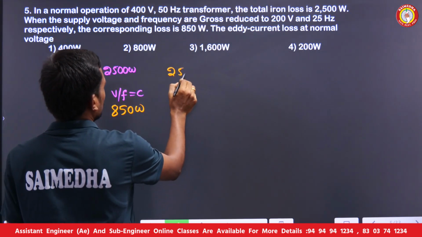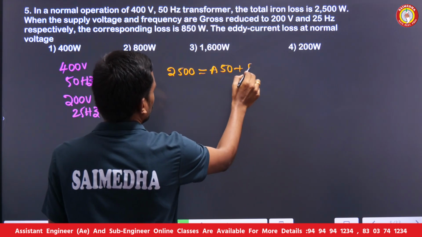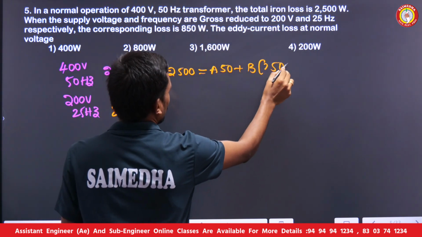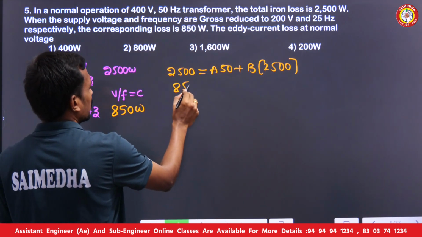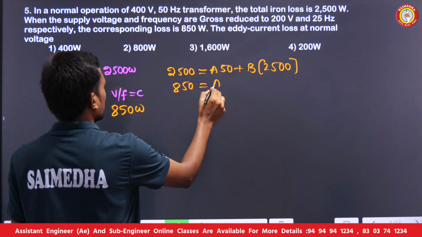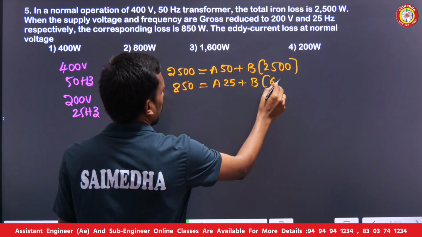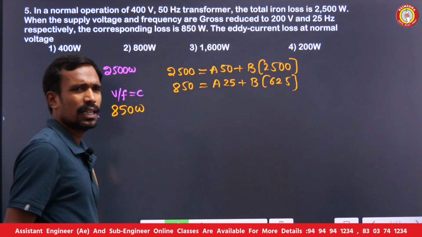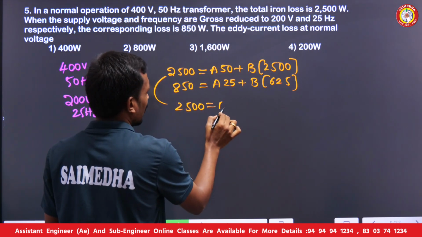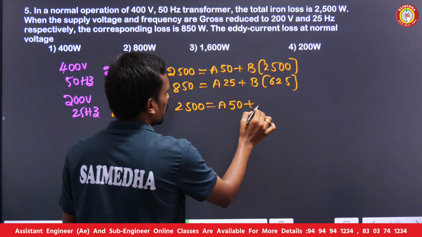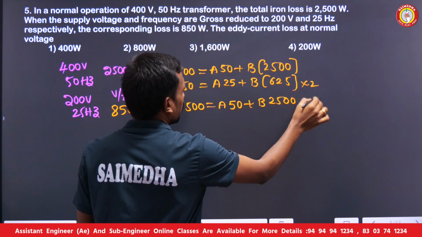The iron losses is equal to AF plus BF square. What about this one? Same, 850 watts is equal to AF plus BF square. Simply, equation 1 is as usual. What about equation 2? Just multiply equation 2 with 2.